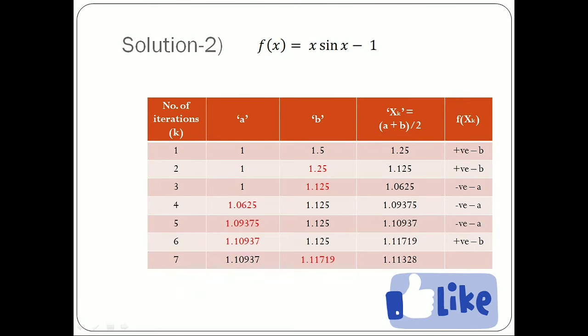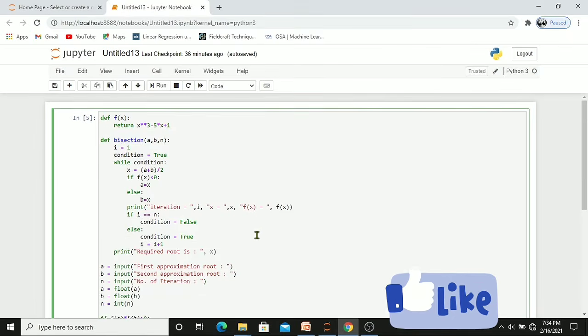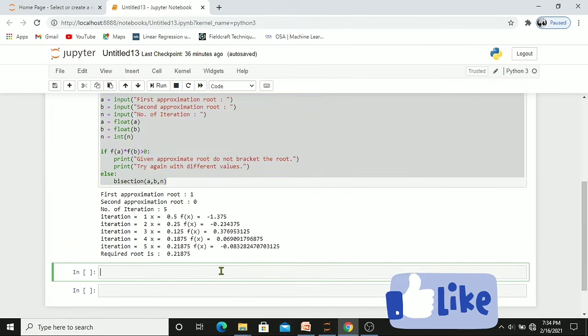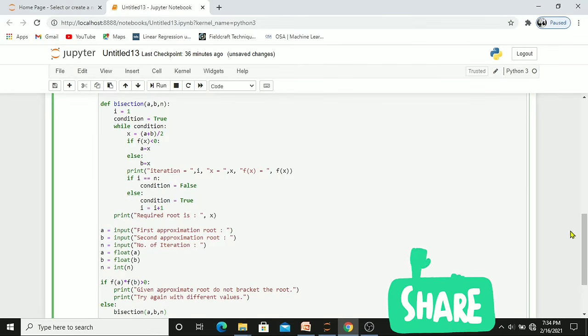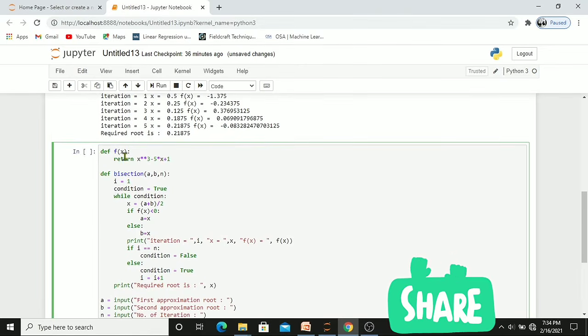So let's check the same solution with the programming part. Again I am going to use the same programming. Only the function will be different. So I am going to copy it and use the next cell for the changes. Here again the things will be the same, but the function is now different. What is my function? That is x sin x minus 1, right? So I am going to change it here: x sin x minus 1. This is my function.